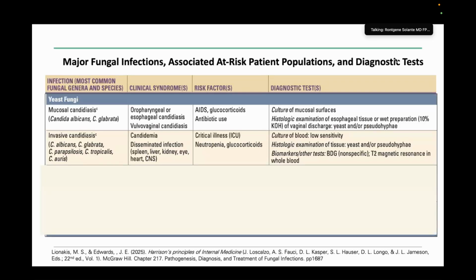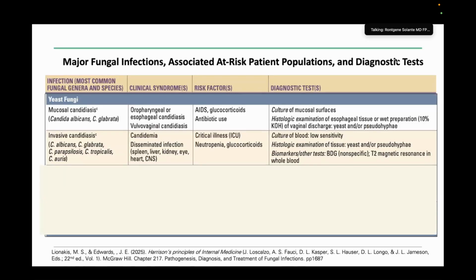But the other group here is your disseminated infection, which means that the infection has already spread to the spleen, to the liver, kidney, to the eyes, heart, and central nervous system. So this group of patients are the severely neutropenic patients or those who are on prolonged corticosteroid treatment. So how will you diagnose patients with invasive candidiasis? The most important test here is your blood culture.